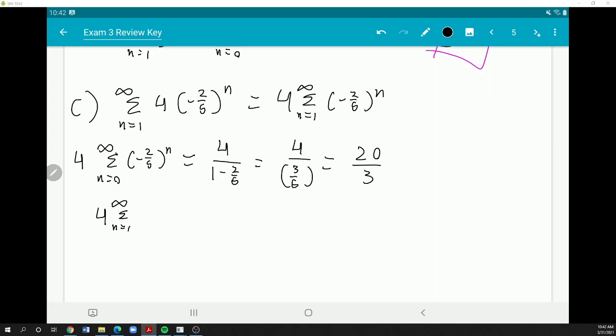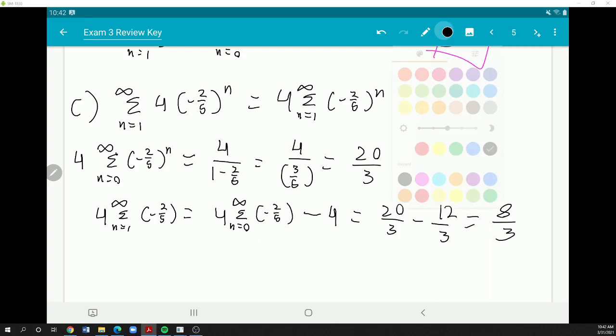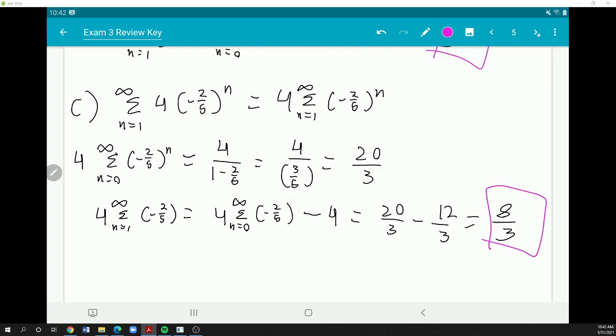Equals 1 to infinity. 2 fifths is the same thing as if I started at 0 and did this. And then I subtracted off the A0 term, which would be 4 times minus 2 fifths to the 0, which would just be 4. So this is 20 over 3 minus 4 is 12 over 3. And so I get 8 over 3 as my final answer.